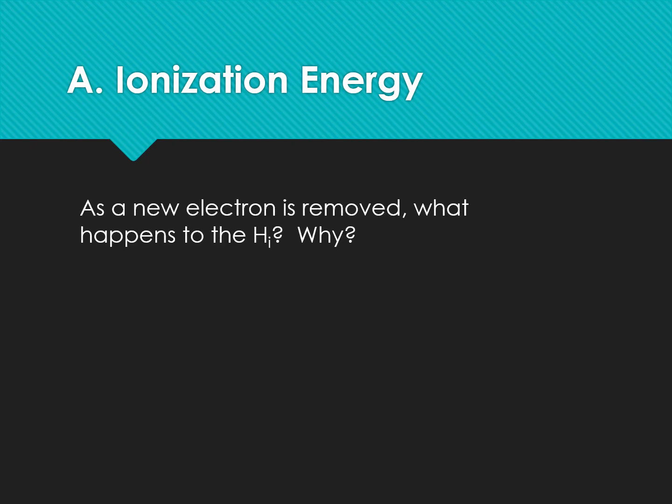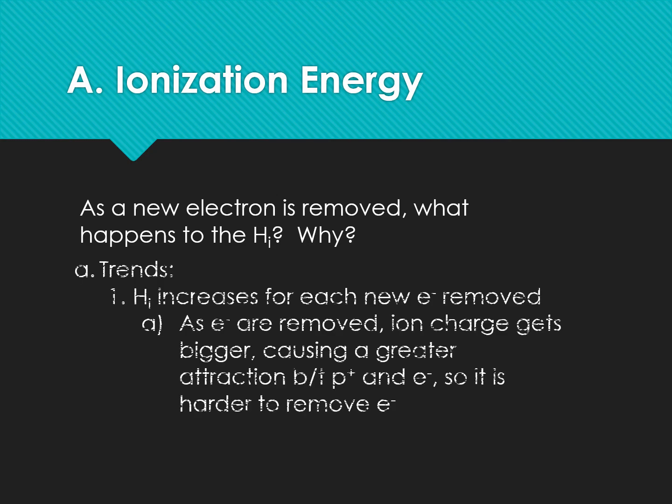So as a new electron is removed, what happens to the ionization energy? It is going to increase every time. That's because the proton charge doesn't change, so the protons in the nucleus are going to grab hold of the electrons even stronger and cause the radius to shrink, and then it takes more and more energy to remove that electron.